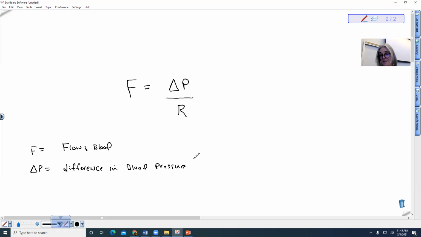You'll notice that if this goes to 0, then flow stops. So it's the difference in the pressure that's driving it. And notice that it is directly proportional to flow. So we say that this is directly proportional to flow.